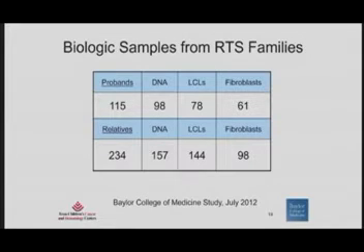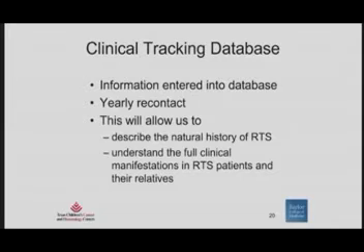In addition to obtaining clinical information, we also obtain biologic samples from RTS patients as well as family members. We attempt to collect a blood sample from which we can extract DNA and establish immortalized lymphoblastoid cell lines. We also try to obtain a skin punch biopsy to establish primary fibroblasts in cultures. These samples are very important for doing research studies in the laboratory on RTS. We have established a clinical tracking database, and we obtain information on a yearly basis from patients and families. This will allow us to describe the natural history of RTS and to understand the full clinical manifestations in RTS patients as well as their family members.